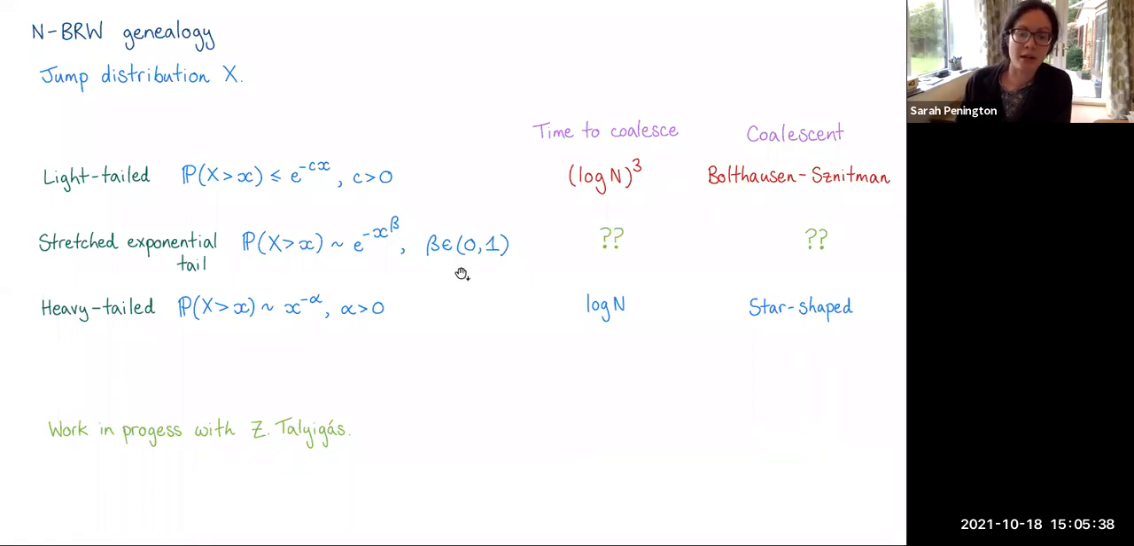So this is actually work in progress with my PhD student Jafia Taigash. What we want to understand is what the timescale is to coalescence, and maybe an even more ambitious result would be to try and understand what the coalescent process looks like. So what we believe is that there's a critical value of beta at which the timescale for coalescence changes in this regime, but this is still very much work in progress.